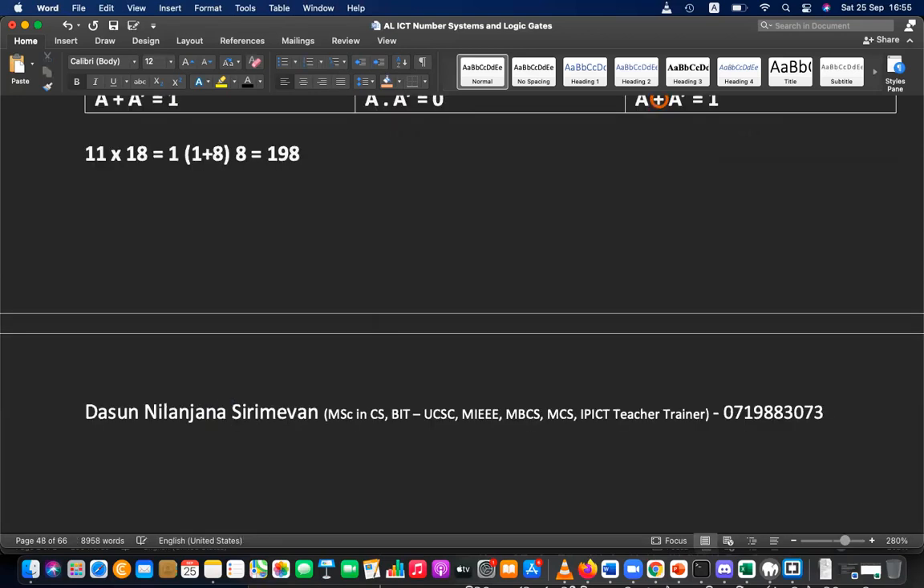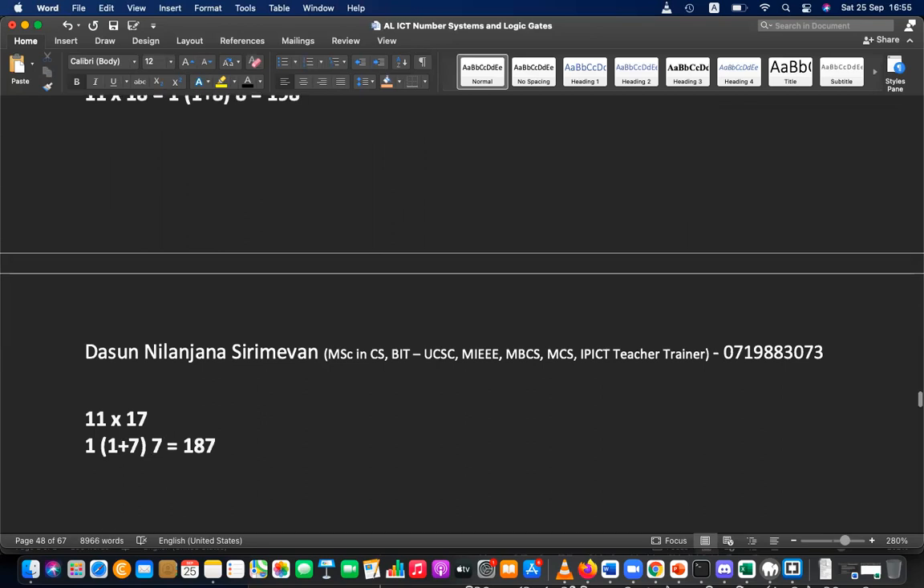Let's look at one more. 11 into 17. It is 1717. So you know the answer. It is 187. Check whether you get the same answer from mathematics. 187. So likewise, so this is for one thing.